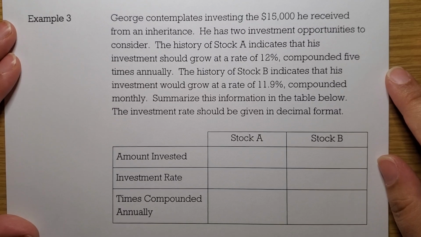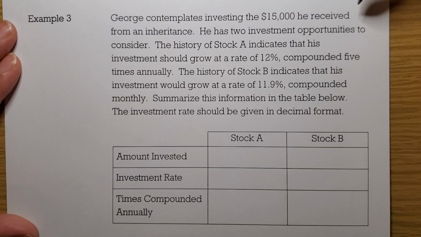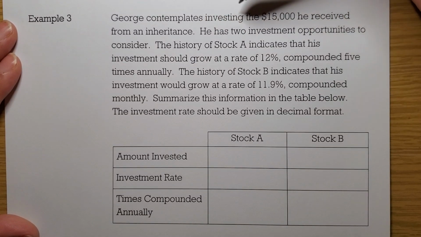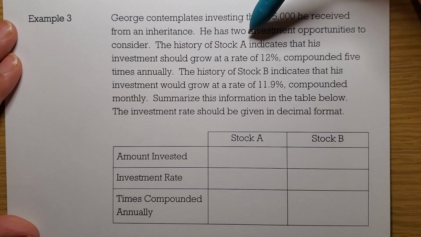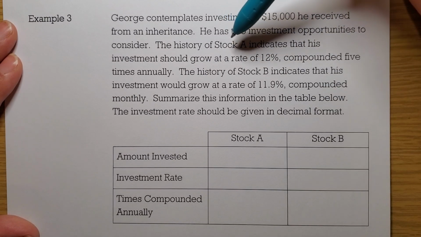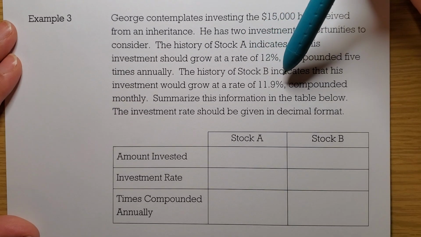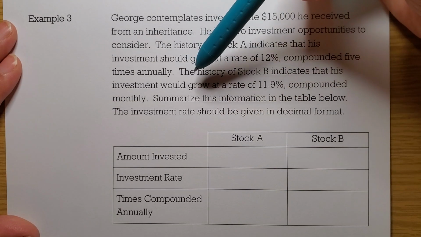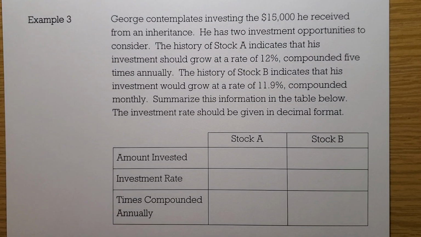All right, so for our third example, it says, George contemplates investing the $15,000 he received from an inheritance. He has two investment opportunities to consider. The history of stock A indicates that his investment should grow at a rate of 12%, compounded 5 times annually. The history of stock B indicates that his investment would grow at a rate of 11.9%, compounded monthly. Summarize this information in the table below, and the investment rate should be given in decimal format.